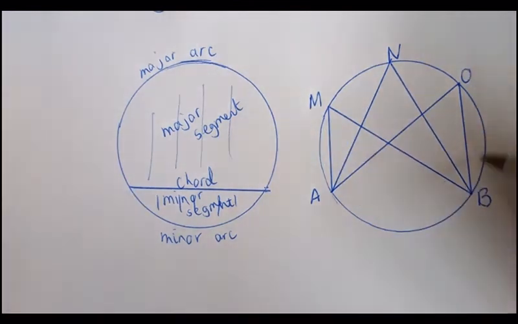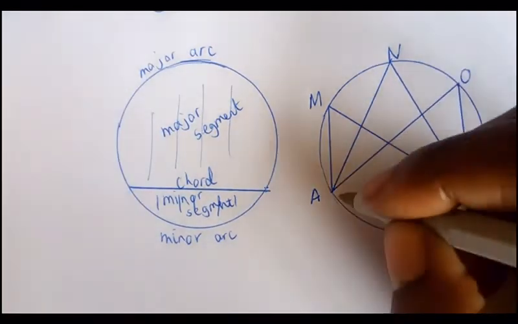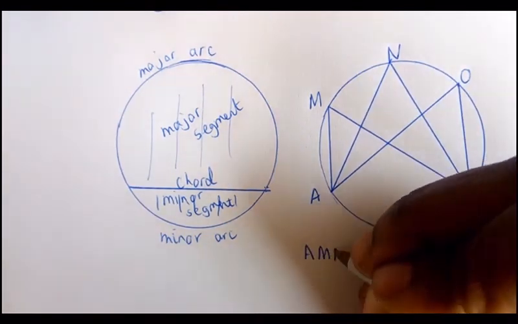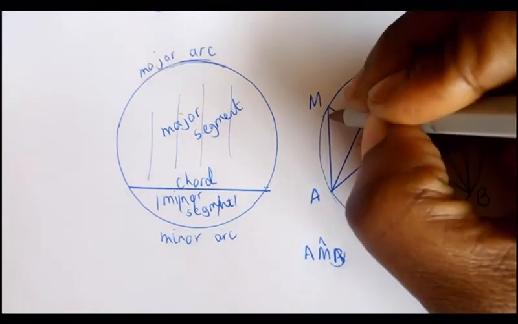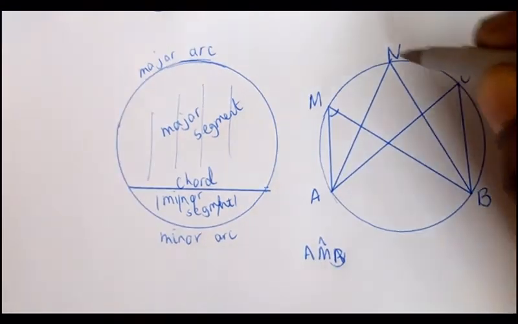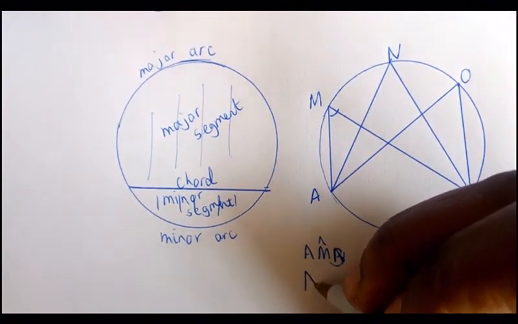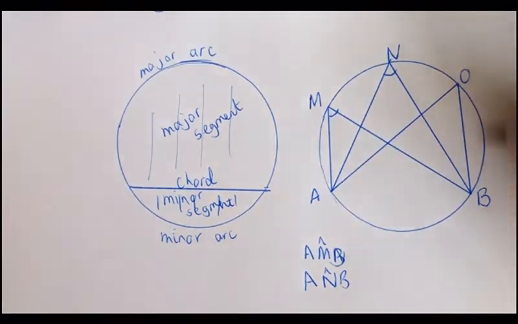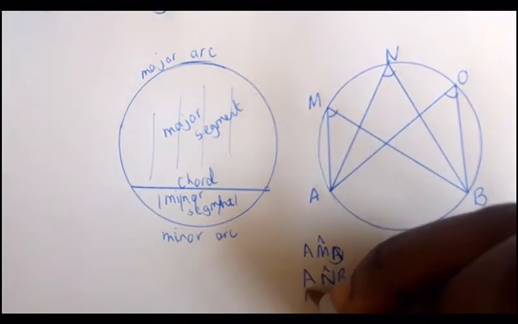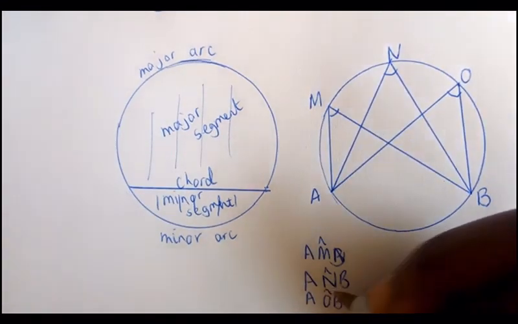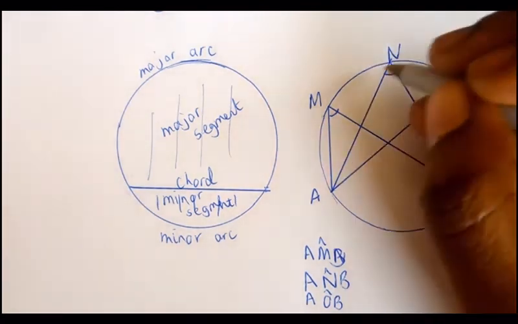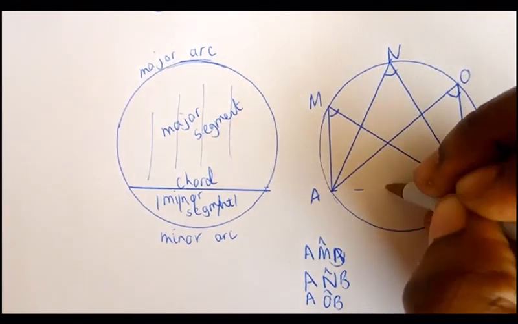If you are given a circle like this, with these angles A and B, and this angle A or B, these three angles have similarities. Similarity number one, they are in the same major segment.